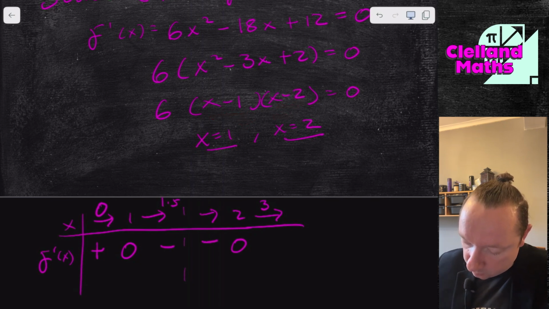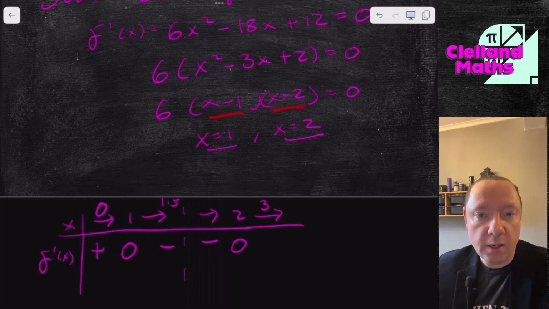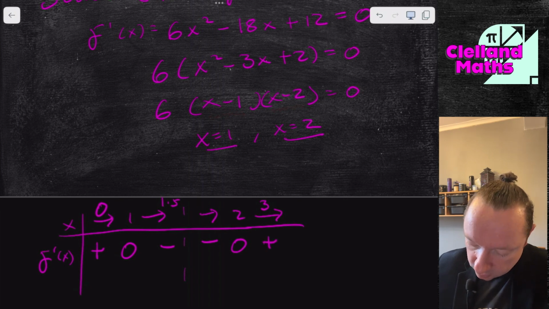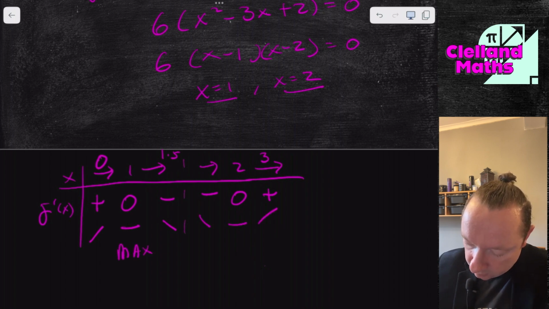And then if I pick the number 3, I'm expecting it to be positive, but let's just check. 3 minus 1 is 2. 3 minus 2 is 1. They're both positive, so positive times a positive is also a positive. So kind of our shape goes like this. That's the max. And down, along, up, that's the min.